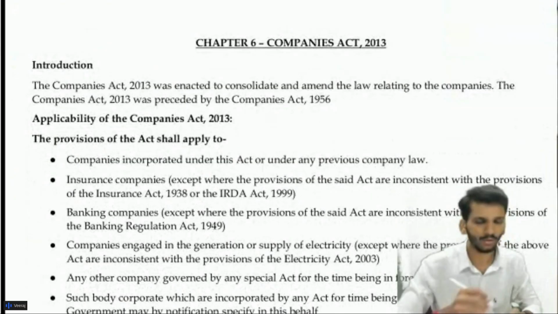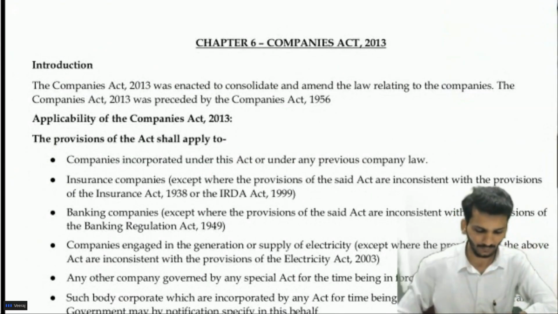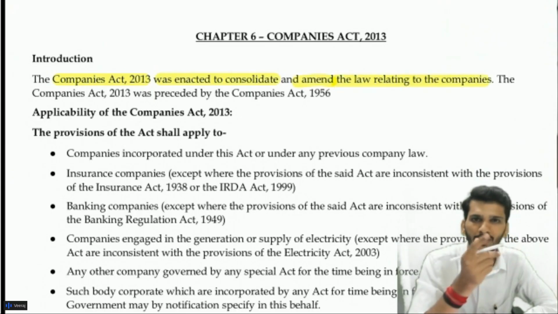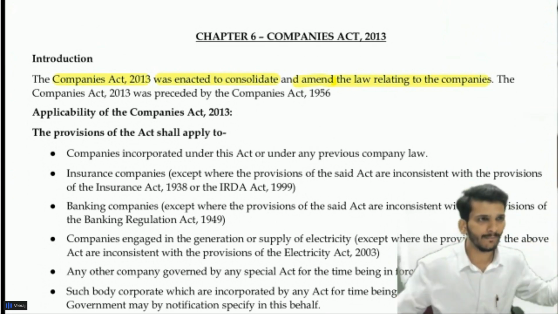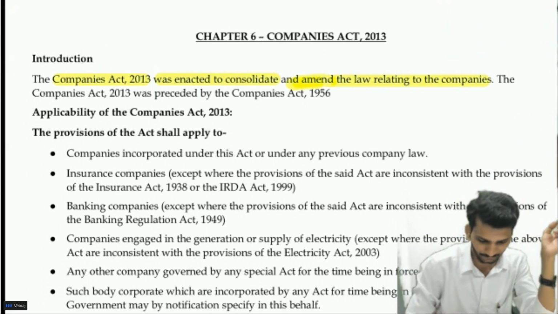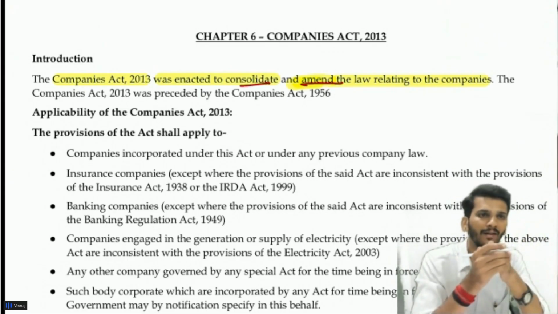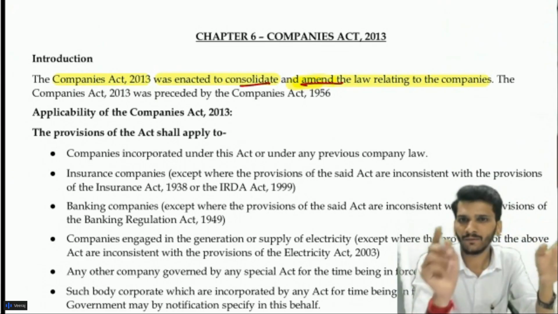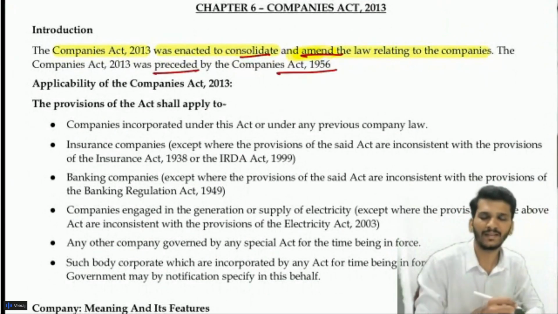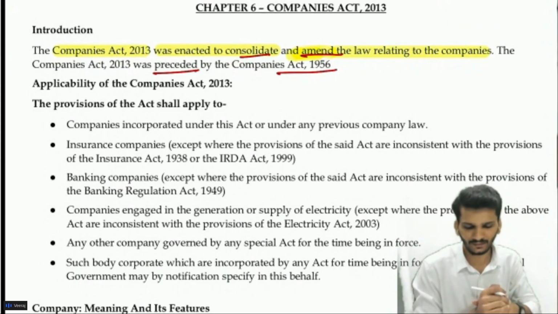The Companies Act 2013 was enacted to consolidate and amend the law relating to companies. That means earlier there were so many acts, so many rules, 1956 and so many amendments, rules, all those things. What the Companies Act 2013 did is combine everything and bring it into one law, called 2013. Consolidate and amend the law. What is amend? There were some earlier provisions, we change them and make them applicable for the current situation. That is amendment. So it was preceded by the 1956 Act. Before 2013, there was an act called the 1956 Act.